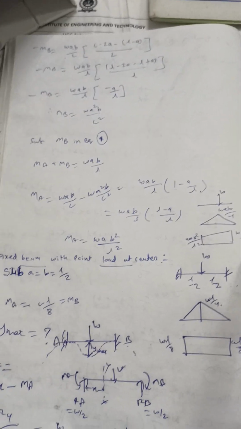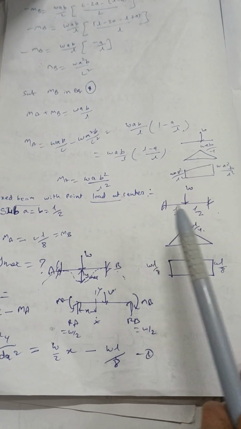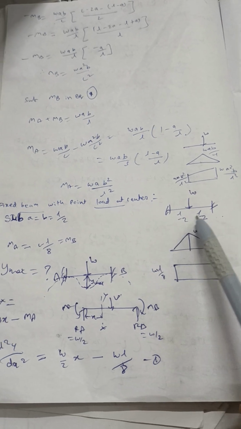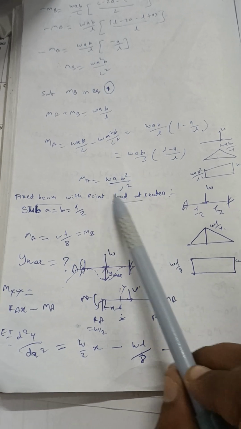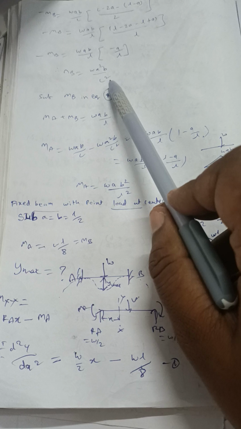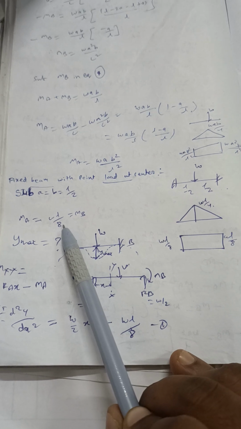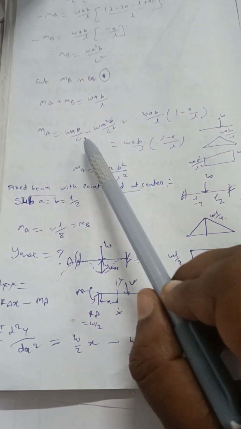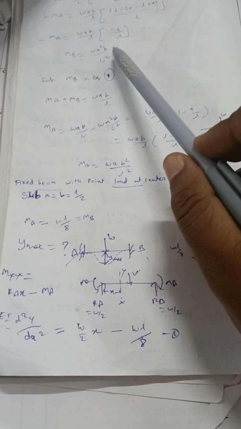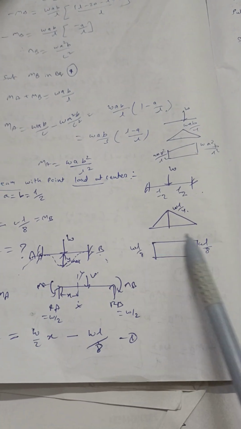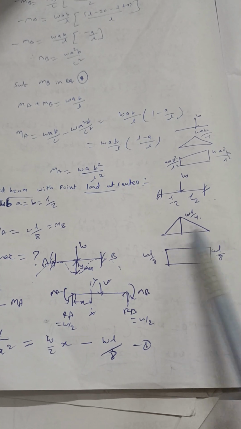Okay. Now let us see this case, fixed beam with point load at center, that means A equal to B equal to L by 2. So in this equation, if I substitute A equal to L by 2 and B equal to L by 2 in these MA and MB values, I can get the values of MA and MB. I will get WL by 8, and the same for the other, WL by 8. So this will be the bending moment diagram for fixed end moments, and this will be the bending moment diagram for simple supports.